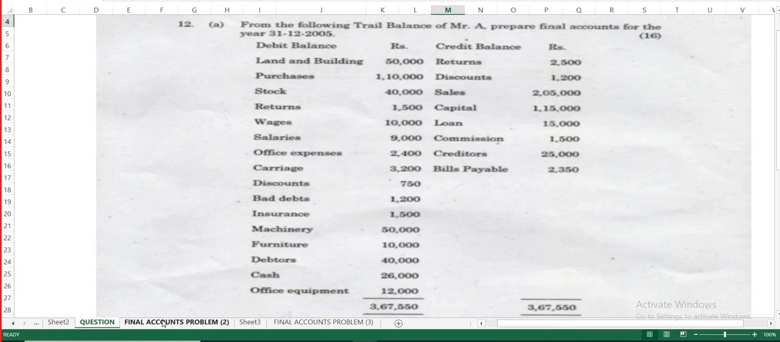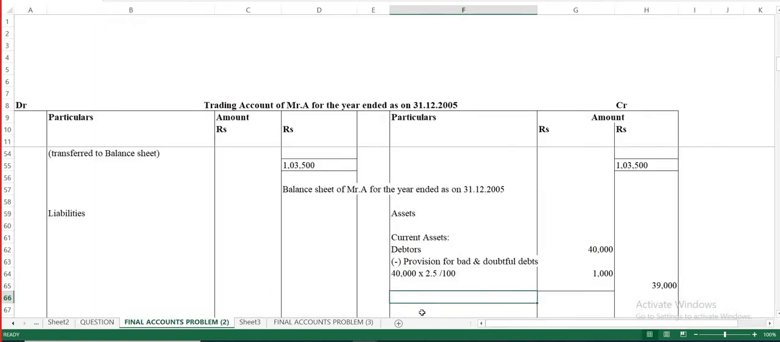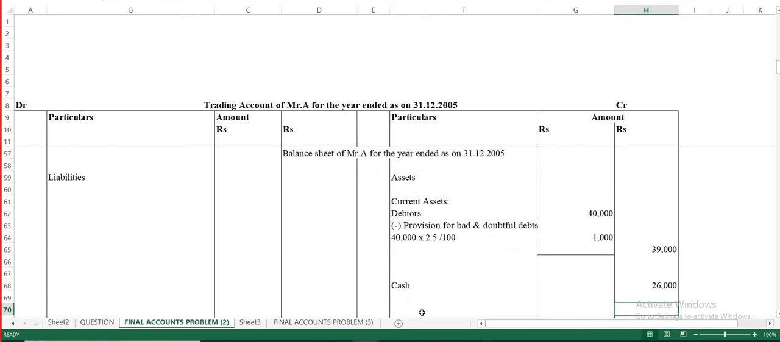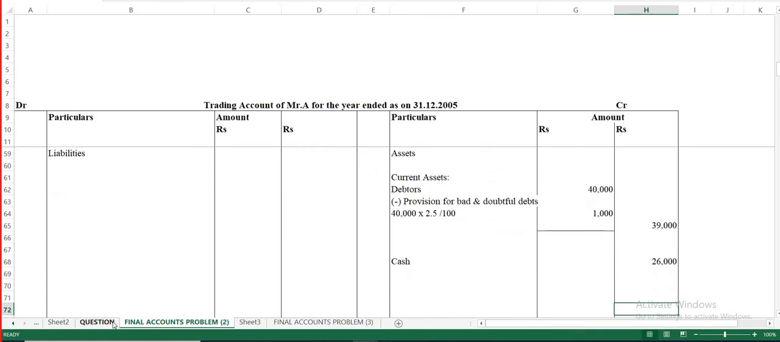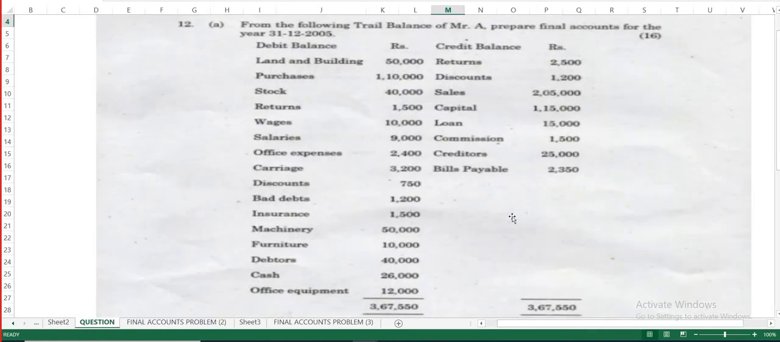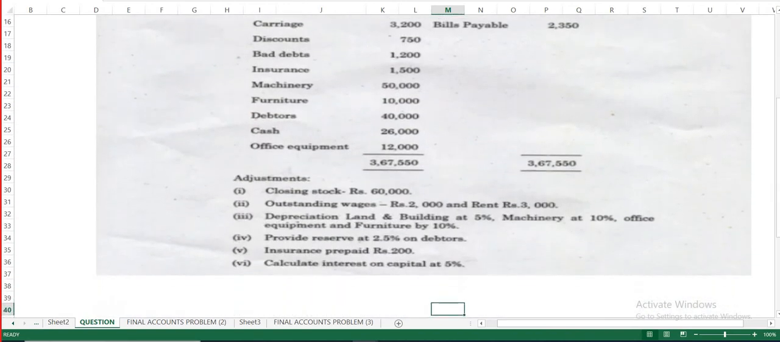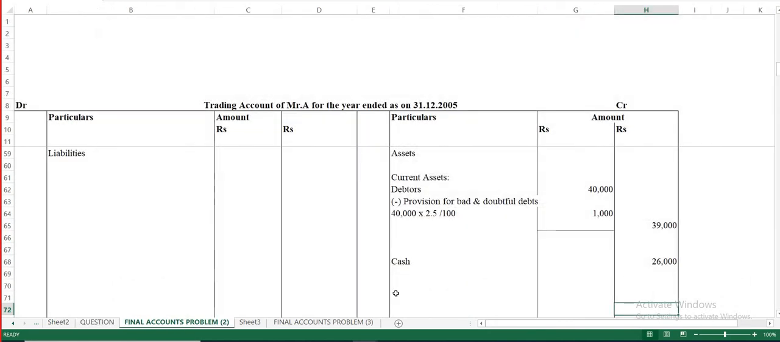Cash we have to show, so 26,000 we can enter. Cash 26,000. And then find out whether any other assets have to be shown, current assets. So closing stock we have to show, 60,000. So closing stock.